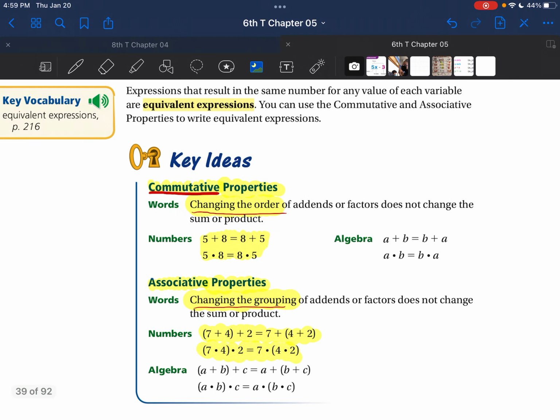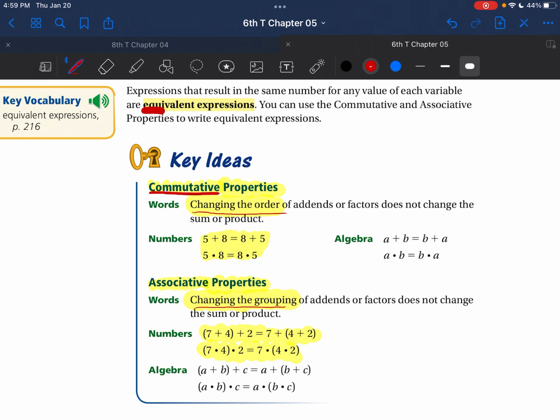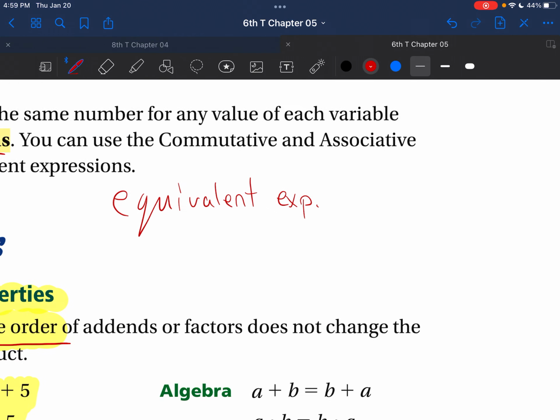All right, first thing I would like you to write down is this word, equivalent expressions, right here. So please make sure you write that down. Equivalent expressions. In the last lessons, we talked about expressions. Now let's just talk really quick about equivalent. So right next to equivalent, I'm going to write it down. Equivalent expressions. I'm going to shorten it to just EXP, equivalent expressions.